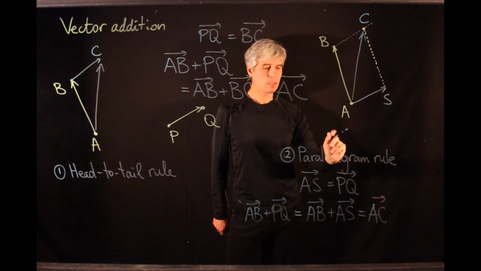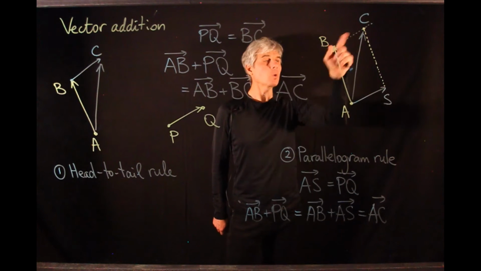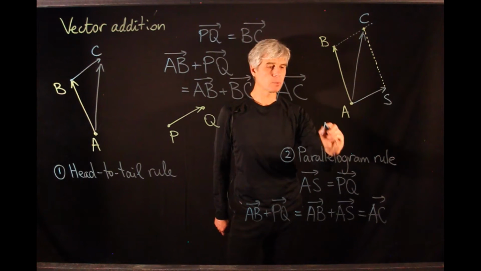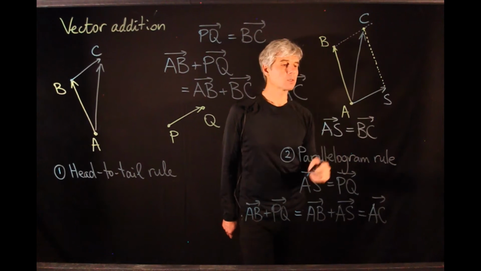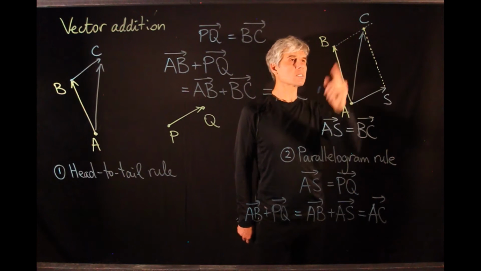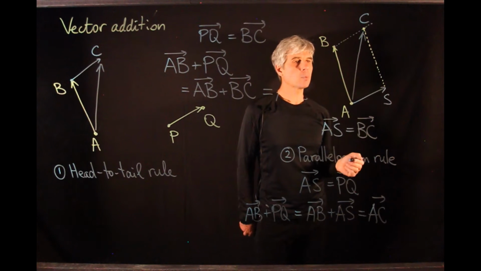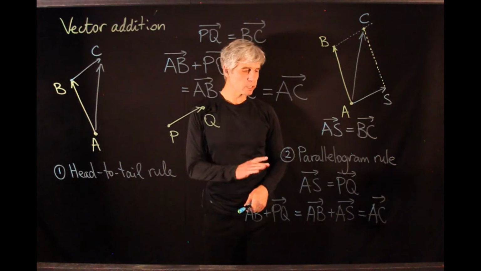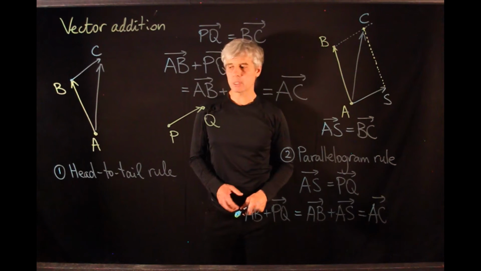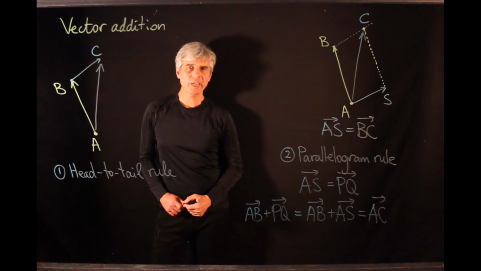Because this vector AS will be equal to PQ, but it's also equal to the vector BC. Right? Because we have a parallelogram, AS is equal to BC. These two vectors are opposite sides of a parallelogram, so they lie on parallel lines, and from properties of a parallelogram, we also know that their lengths are equal. So these two rules are equivalent, and sometimes it's more convenient to use one rule, and sometimes another rule.